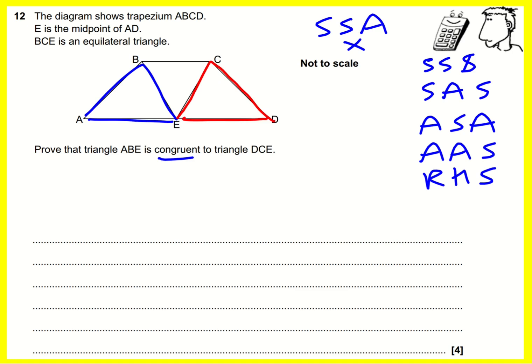Now we're shown, it says that E is the midpoint of AD. So that means that this length is equal to this length. And I think that's going to be our starting point. AE equals ED.